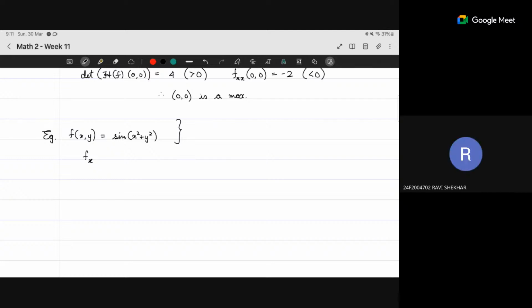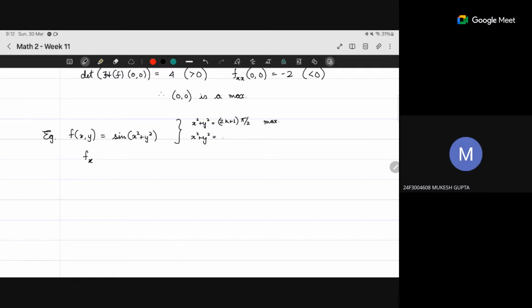So where is 1 achieved? On a circle of some radius: if x square plus y square is equal to something like (2n plus 1) pi by 2, or (2k plus 1) pi by 2. I expect a max over here. This is just guesswork, just to understand.